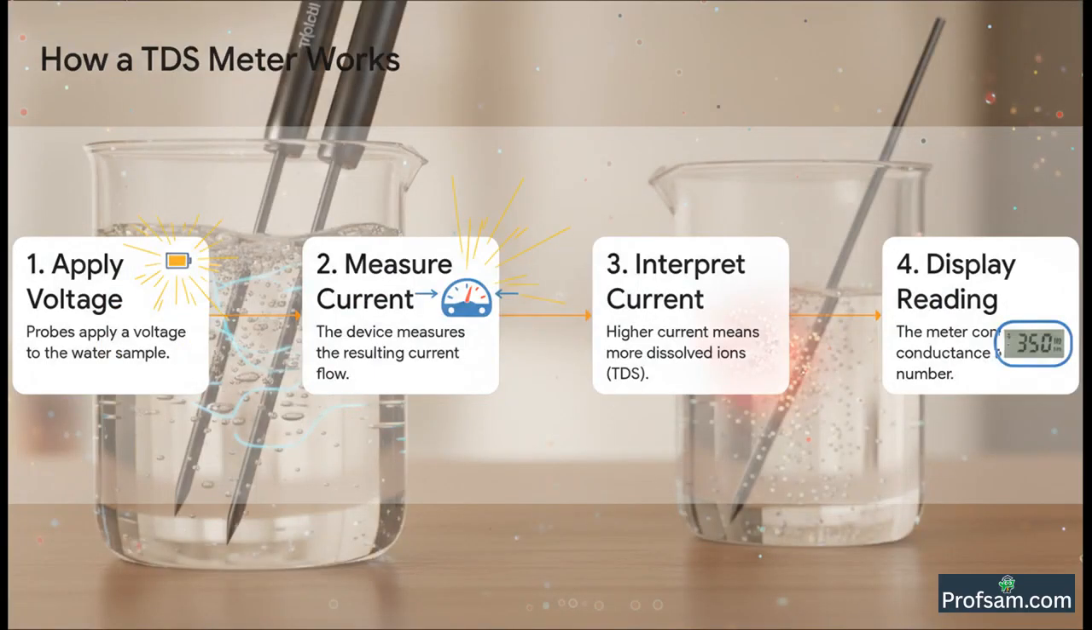This brings us to a very practical application, the Total Dissolved Solids Meter, or TDS meter. These devices are very commonly used to check water quality. And guess what? It works on the exact principle we just discussed. It has two small probes that apply a small voltage to the water sample. The device then measures the current that flows between them. A higher current means there are more dissolved ions, which means a higher TDS value. The meter simply takes this conductance reading and converts it into a number for us to read.